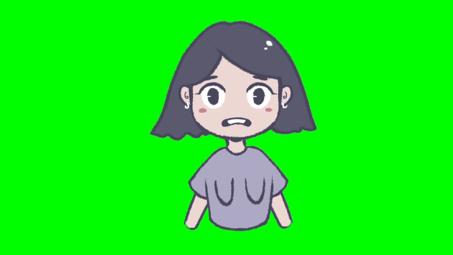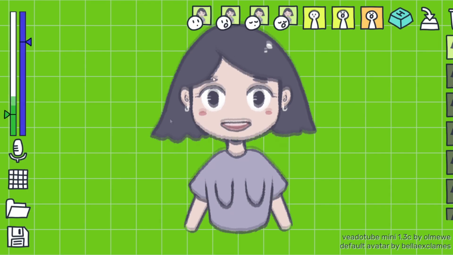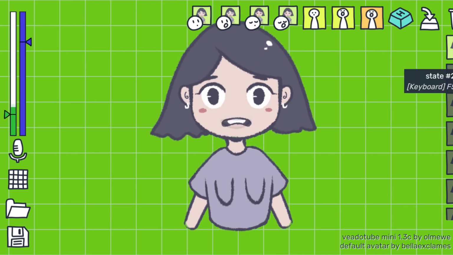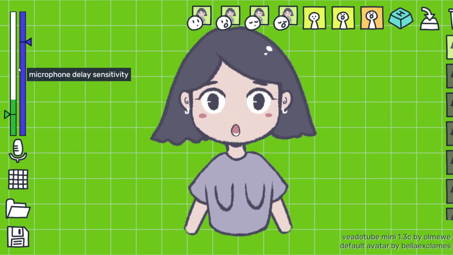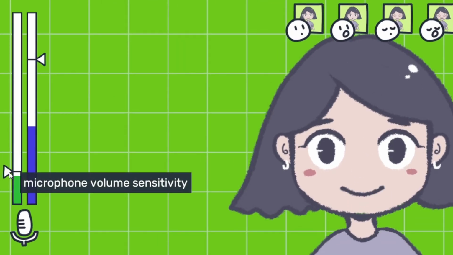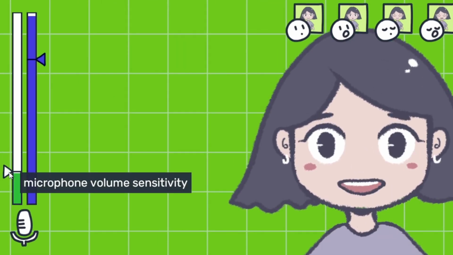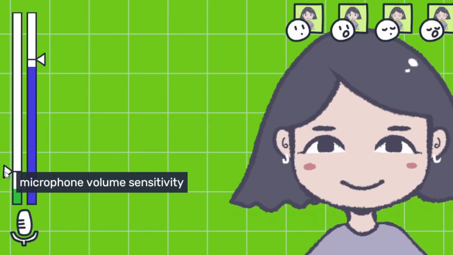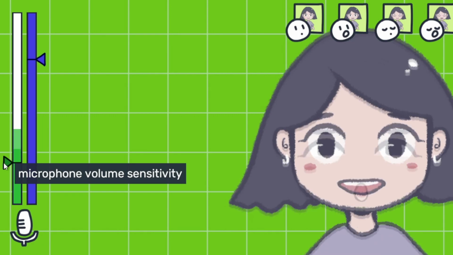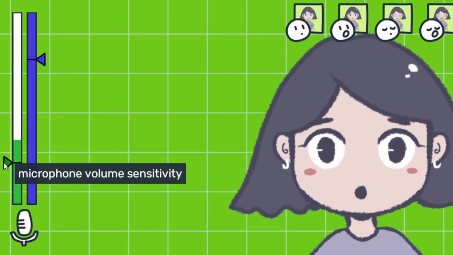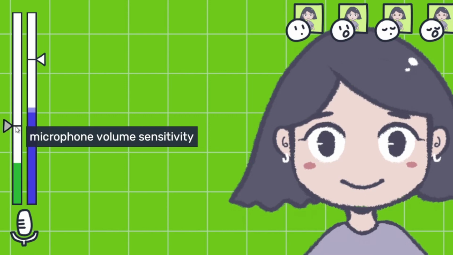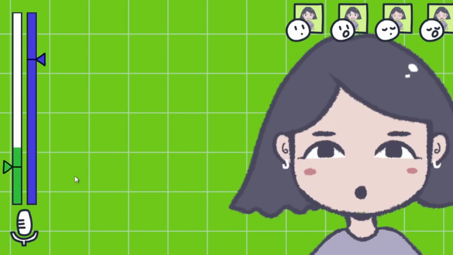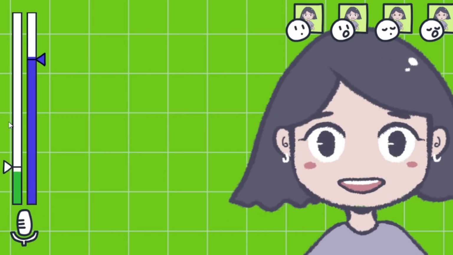So let's switch over to VeadoTube Mini real quick. As you can see, this is my avatar. I already have everything done, and I'm just going to go through what everything is right now. So this is the microphone volume sensitivity. Basically think Discord. With sensitivity, you have to adjust it based on your environment. If you are in a very noisy environment, you can put it really high so it doesn't catch a lot of noise. But I'm in a quiet environment, so I can just put it really low.